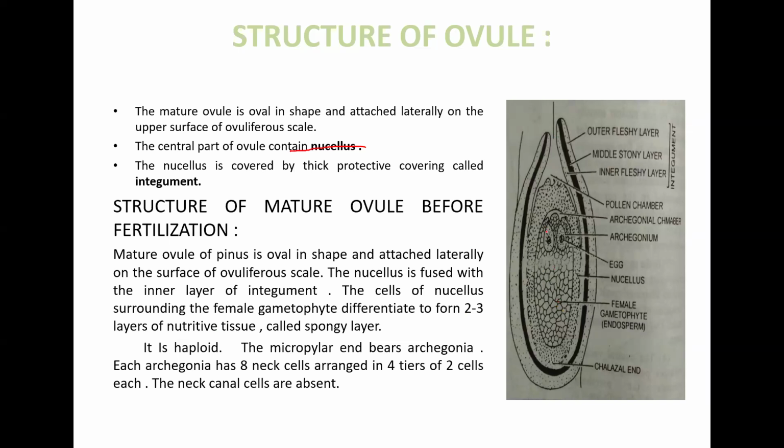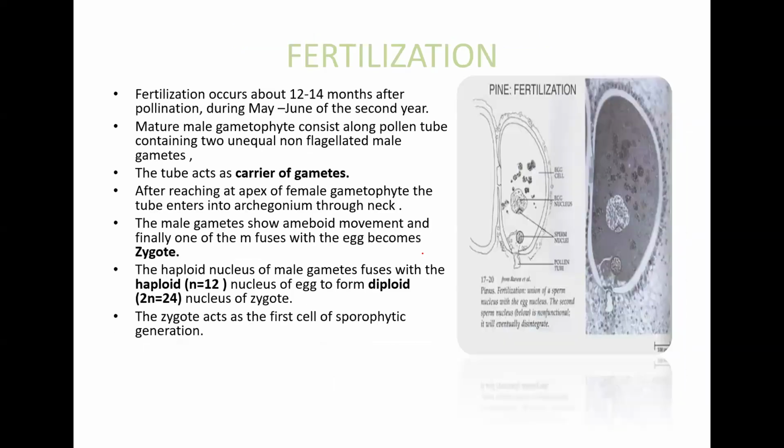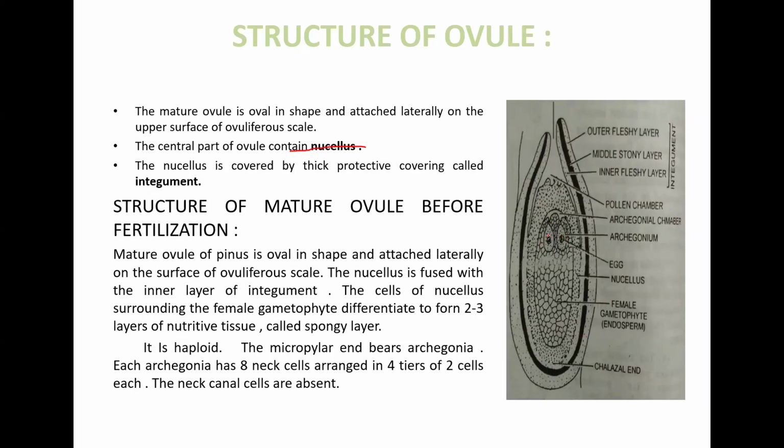At this micropylar end, the nucellus produces two archegonia. These are the two archegonia developed in the nucellar region towards the micropylar end. Each archegonium consists of 8 neck cells arranged in 2 layers, and the neck canal cells are absent. And at the venter, you can see the development of an egg, that is, a female gamete. So this is another important point to be noted here.